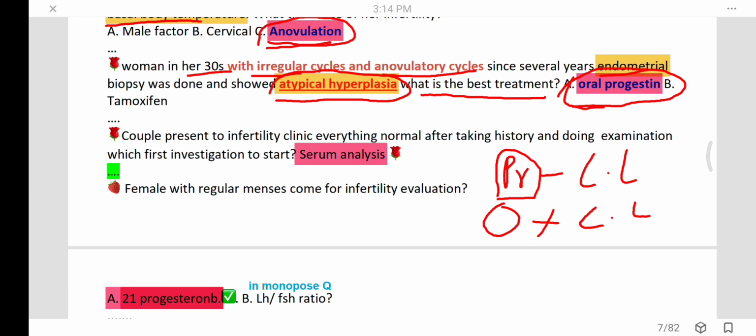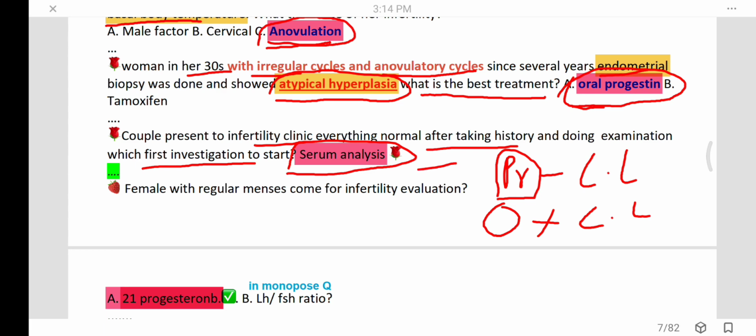So the couple present to the infertility clinic. Everything was normal after taking history and doing examination. Which first investigation would you do? We look for the causes in the male. The most common approach is to look at the male first. If the semen analysis is normal in the male, then look for the female causes.